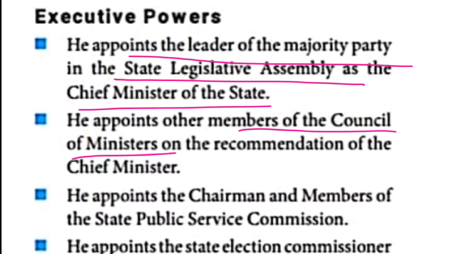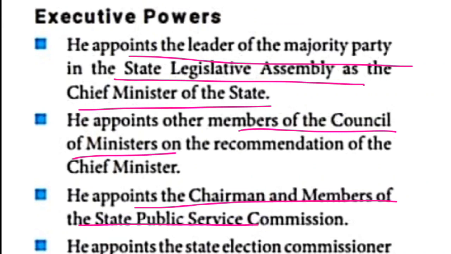The third point, what is given: he appoints the chairman and members of the state public service commission. State public service commission in the sense, the TNPSC exams that they are conducting now. So the chairman also, who has the right to appoint? Governor has the right to appoint the chairman and members of the state public service commission.